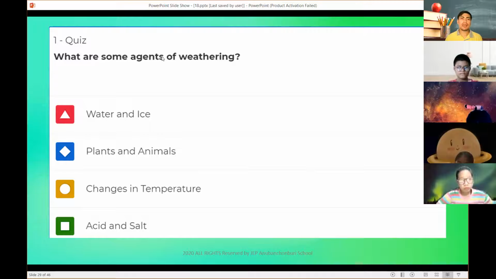What are some agents of weathering? Triangle, water and ice. Diamond, plants and animals. Circle, changes in temperature. Or square, acid and salt. I will be giving you 10 seconds to answer.